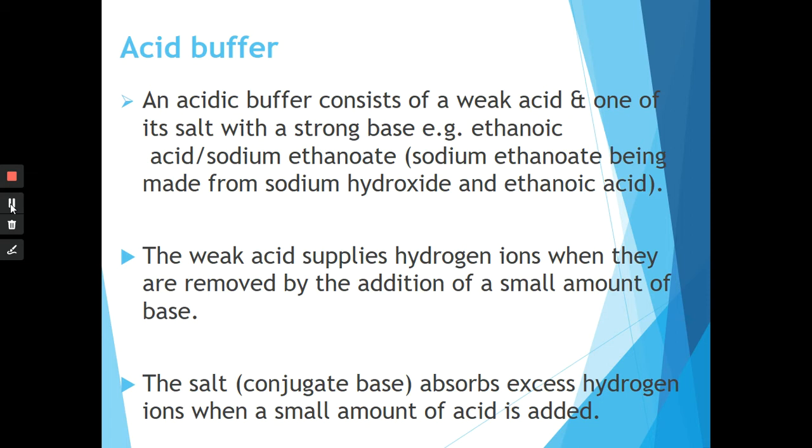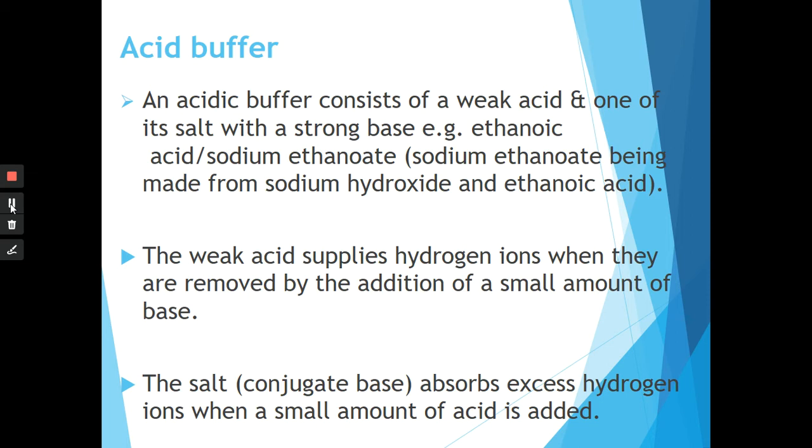Okay, so in this example, we're using ethanoic acid and sodium ethanoate. Ethanoic acid being the weak acid and sodium ethanoate being the salt made from sodium hydroxide, which is your strong base, and ethanoic acid. The reason we need the weak acid is to supply hydrogen ions.